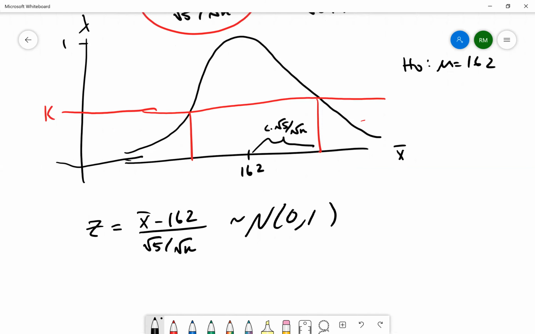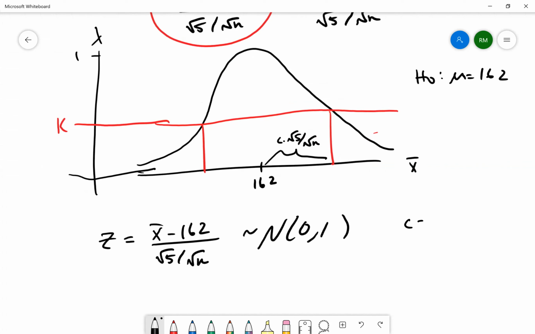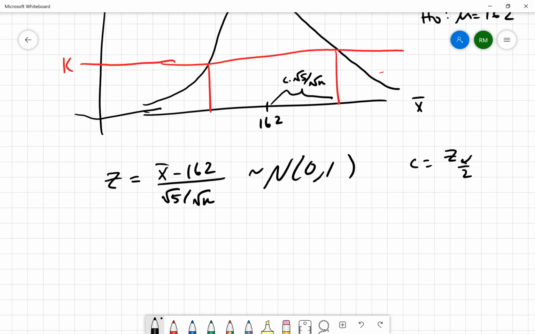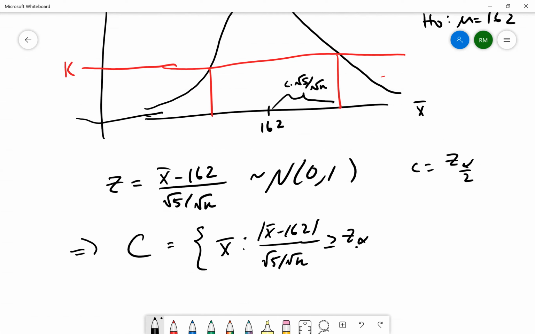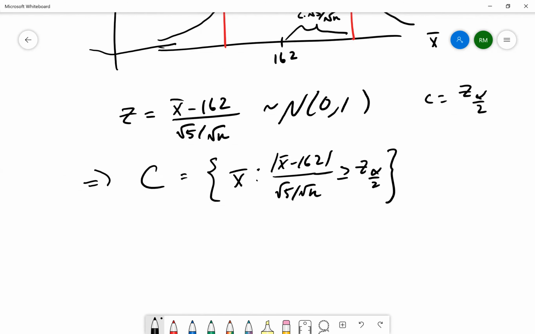So how do we find C? Well, we just let C equal Z alpha over 2. Z alpha over 2 is what gives you alpha in the left and right tails combined. And what this tells us is that our critical region should be the sample means that give you a quantity bigger than or equal to Z alpha over 2. So let's do a little example, and you'll see what I mean. As an example, if alpha is 0.1, you can check on RStudio that Z of 0.05 is 1.645.